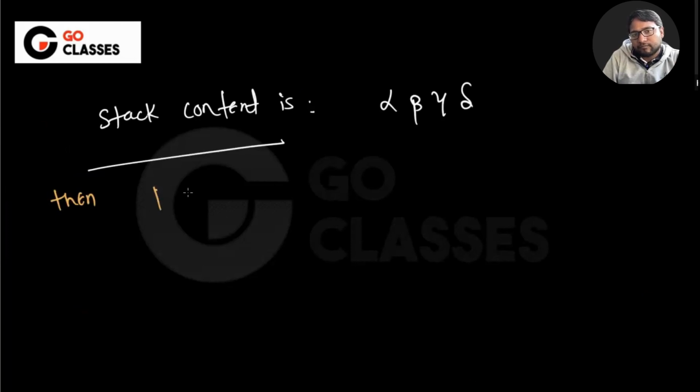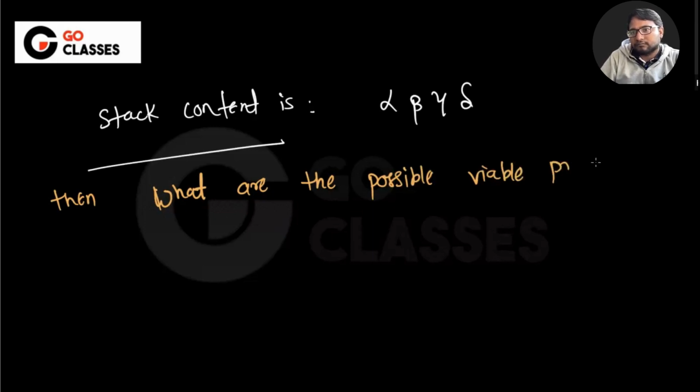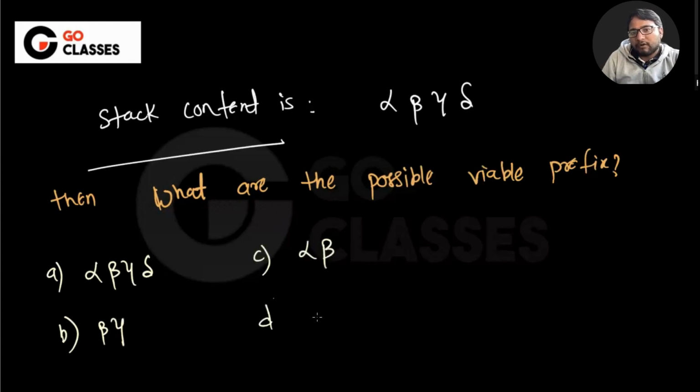Which means if I tell you at some point in time the stack content is, let me write like this, alpha, beta, gamma, delta. Let's suppose this is the stack content at some point in time. Then what are the possible viable prefixes? Can alpha, beta, gamma, delta be a viable prefix? Can beta, gamma be a viable prefix? Can alpha, beta be a viable prefix? Can alpha, beta, gamma be a viable prefix?